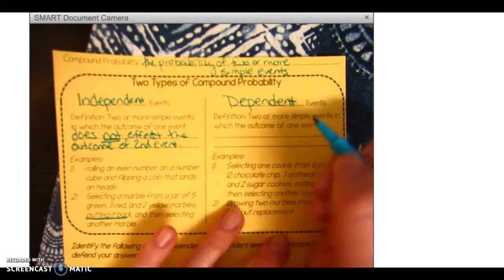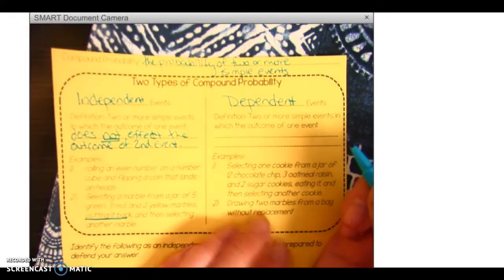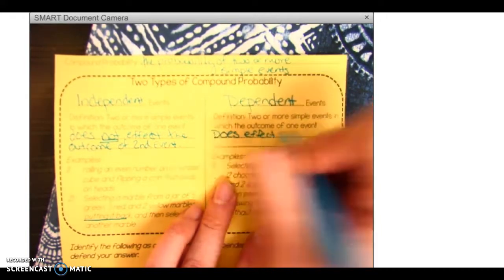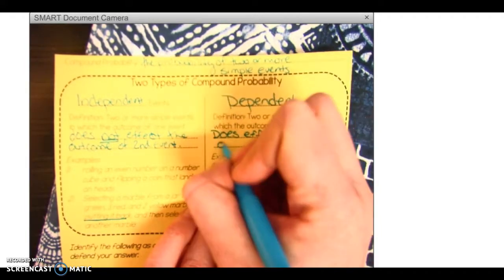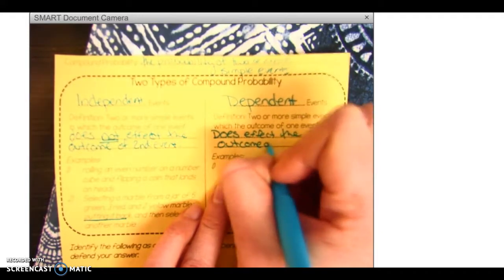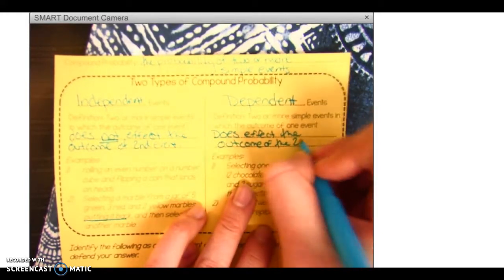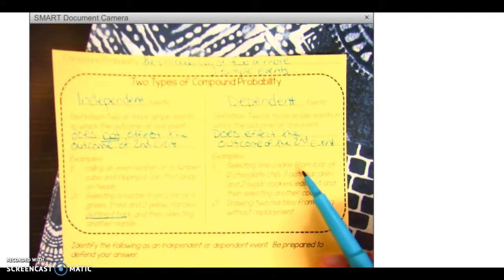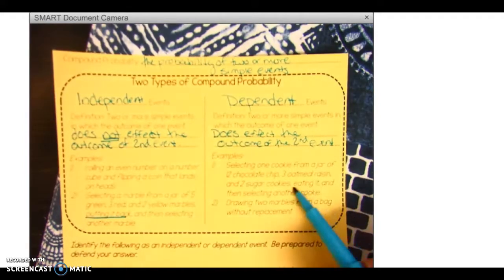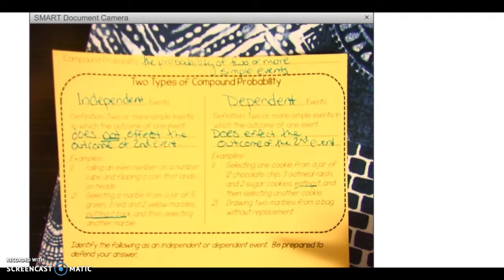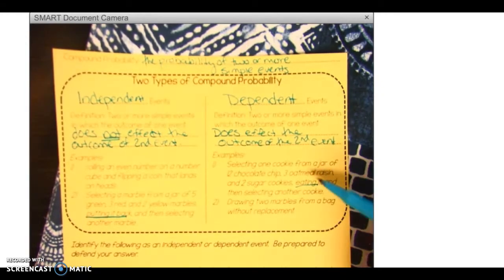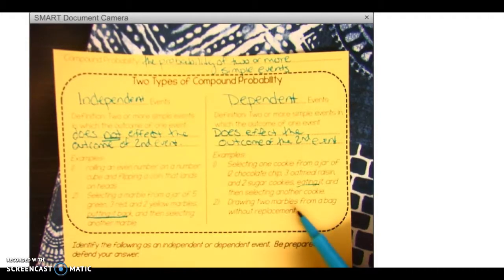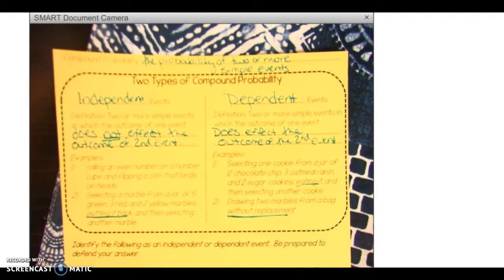Dependent now is two or more simple events in which the outcome does affect the outcome of the second event. So here's a possibility: selecting a cookie from a jar, eating it. So obviously if I'm eating it, I can't put it back into the jar, and then selecting another cookie. My size, my population in the jar of cookies has gone down. Drawing 2 marbles from a bag without replacement. So I'm taking it out.